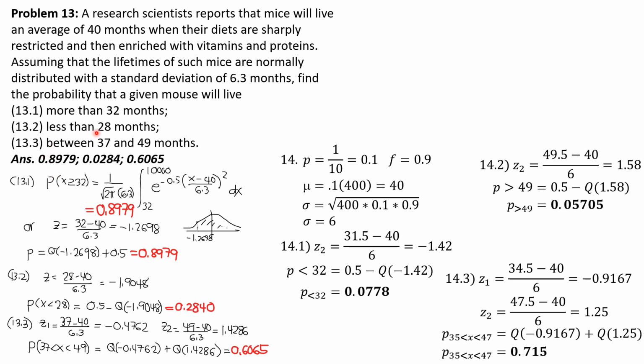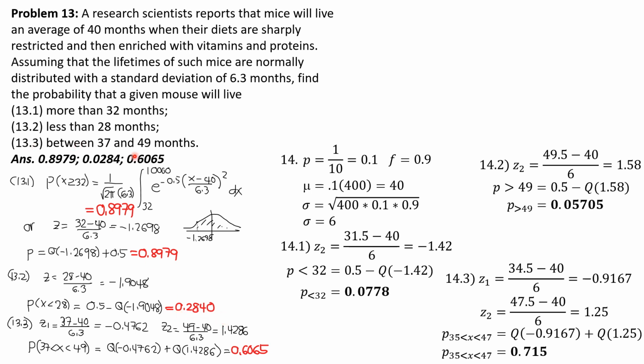13.2, the mice will live less than 28 months. So it's the area supposedly represented here, but before that, let's compute the corresponding z-score. 28 minus 40 over 6.3, and that's negative 1.9048. That area there is 0.5 minus Q of z. So the probability that x is less than 28 months is 0.5 minus Q of negative 1.9048, and that's 0.2840.